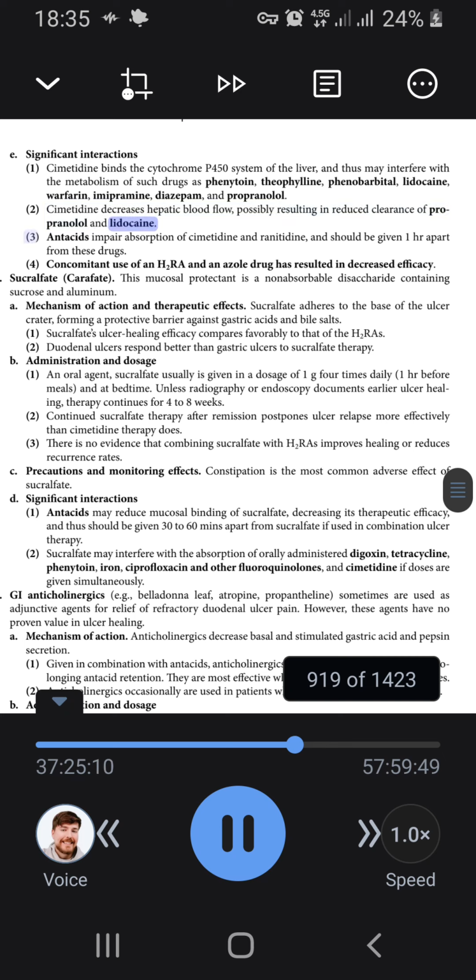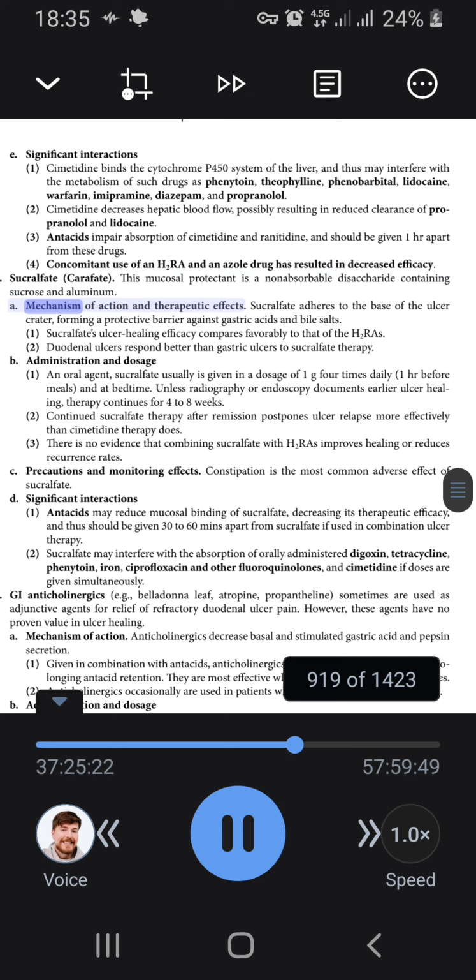3. Antacids impair absorption of cimetidine and ranitidine and should be given 1 hour apart from these drugs. 4. Concomitant use of an H2 and an azole drug has resulted in decreased efficacy. 3. Sucralfate, Carafate. This mucosal protectant is a non-absorbable disaccharide containing sucrose and aluminum.